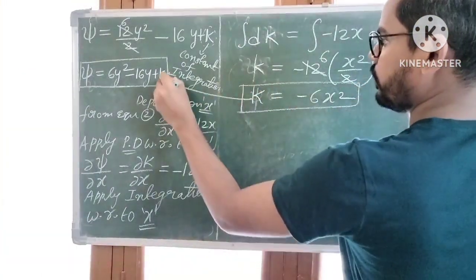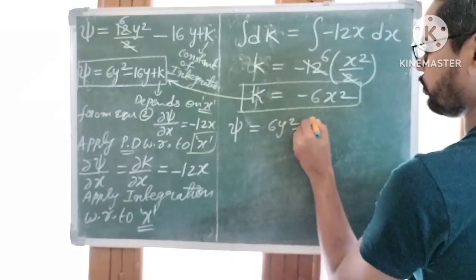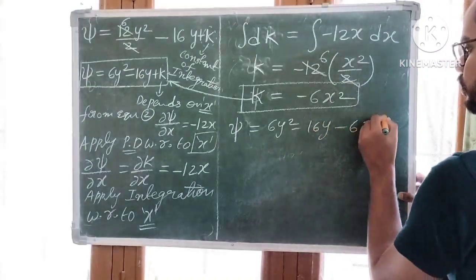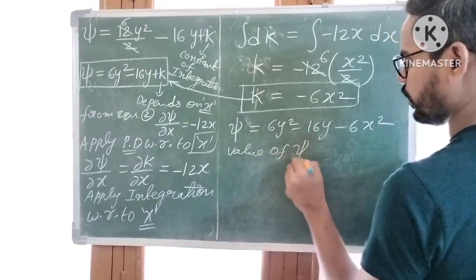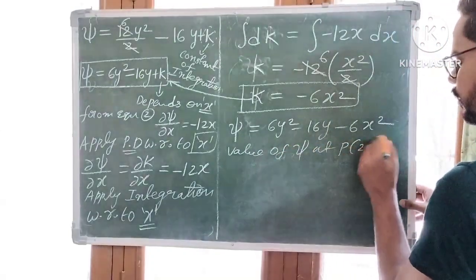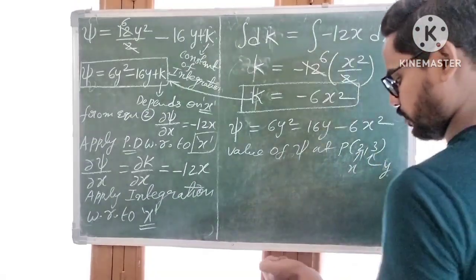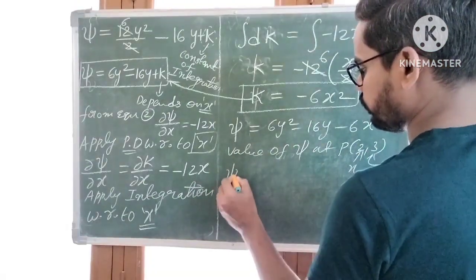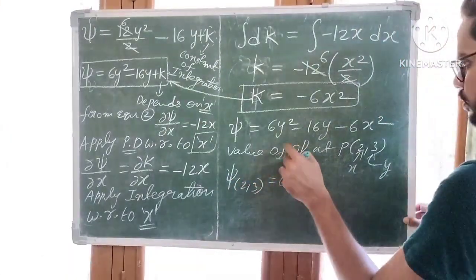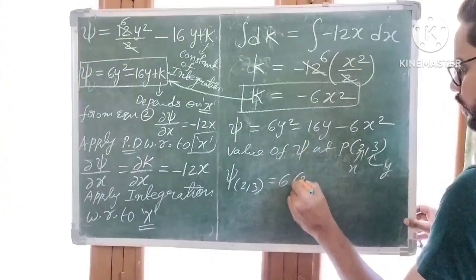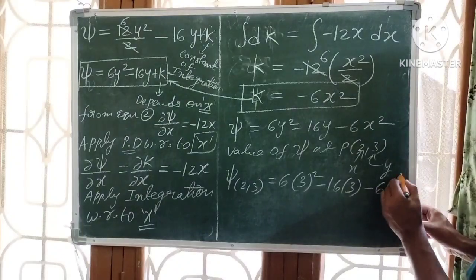Now substitute the k value here, and you will get the stream function psi is equal to 6y square minus 16y minus 6x square. So we need the value of psi at the point (2, 3). Here x is equal to 2, y is equal to 3. Put x is equal to 2, y is equal to 3: 6 into 3 square minus 16 into 3 minus 6 into 2 square.